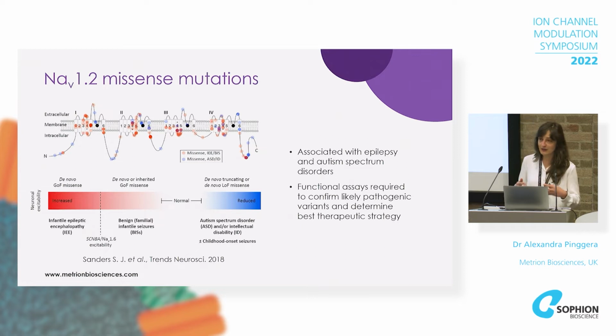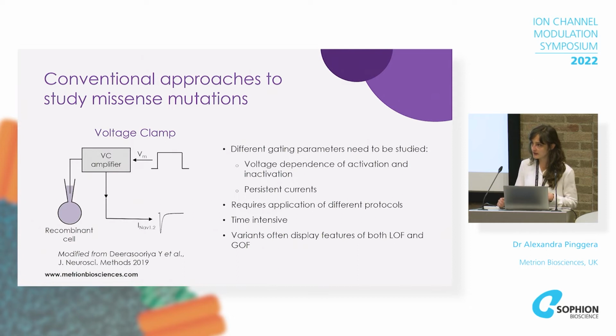Again, I can only stress that it's important to functionally characterize these variants, not only to confirm their pathogenic role, but also when deciding therapeutic strategies. For example, an anti-epileptic drug specifically targeting sodium channels is indicated in the case of gain-of-function mutations, but probably contraindicated when you have a loss of function. Generally, we characterize such mutations by recombinantly expressing them in a heterologous system, like I show on the slide, and then performing a variety of voltage clamp protocols to investigate different gating parameters.